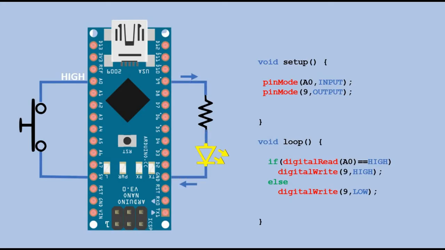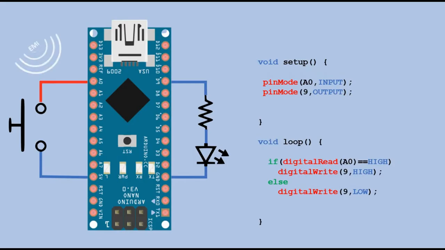That part works great. When we release the button, what do we see at pin A0? We have a loose connection that is not connected anywhere. In today's world, we are surrounded by various electronic equipment that emits electromagnetic interference, EMI signal in short. Our pin is susceptible to that EMI noise, and this is the reason for the random changes of input from high to low. We call such a loose pin a floating pin.